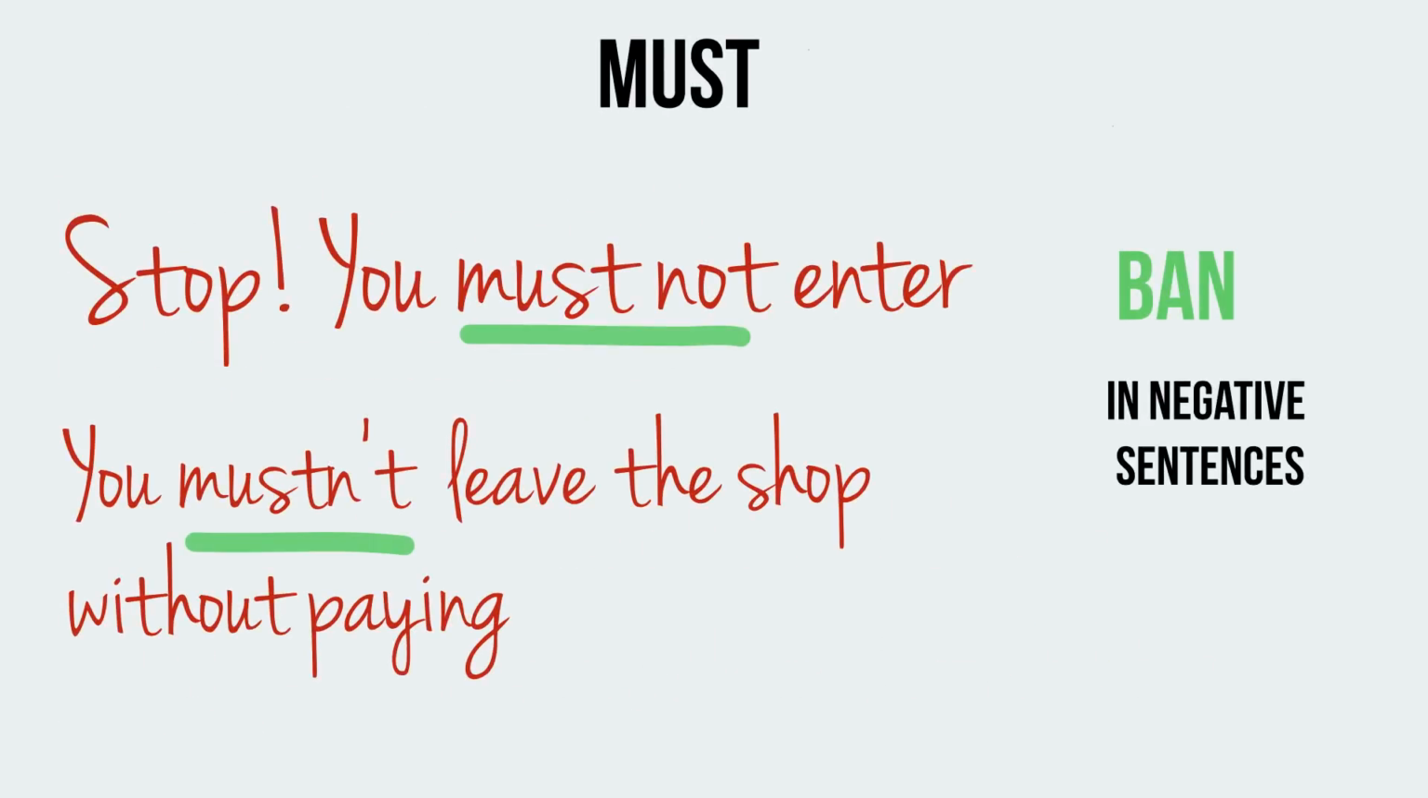Like the verb can, the modal verb must is also used to express a ban in negative sentences, but in this case it's more a personal prohibition. Let's look at some examples. Repeat after me. Stop, you must not enter. You mustn't leave the shop without paying.